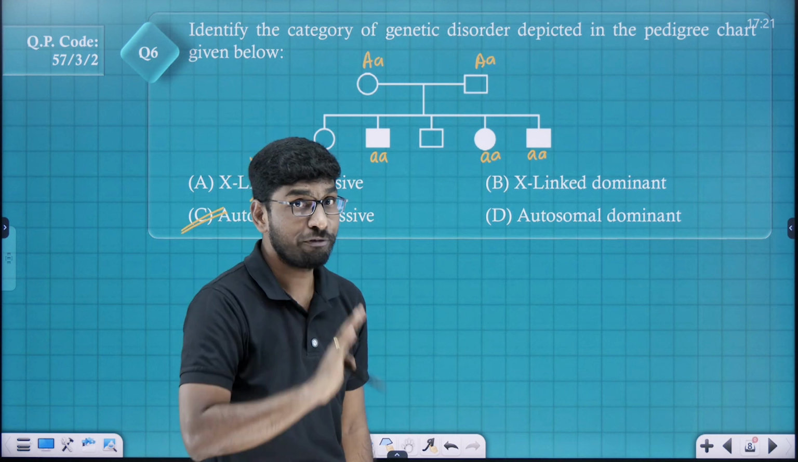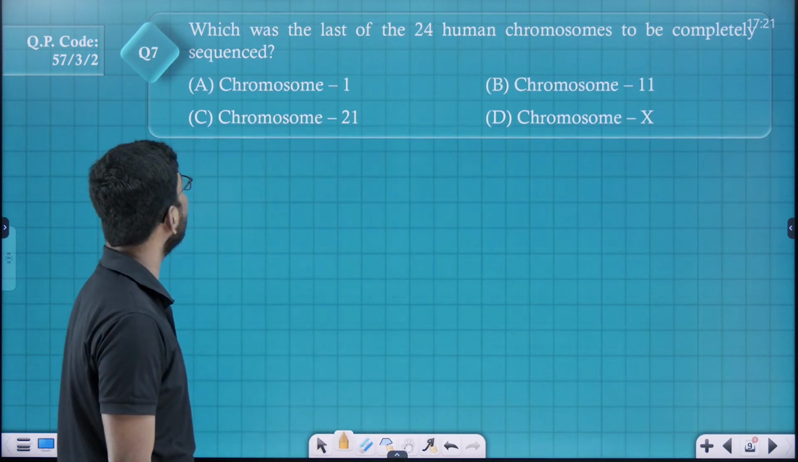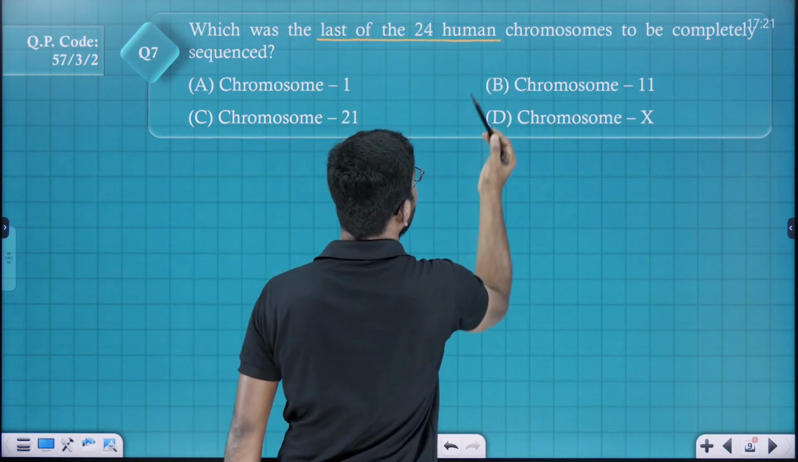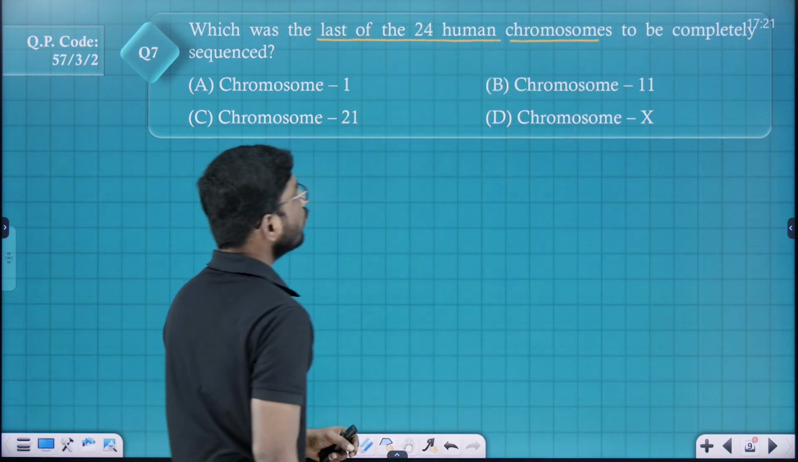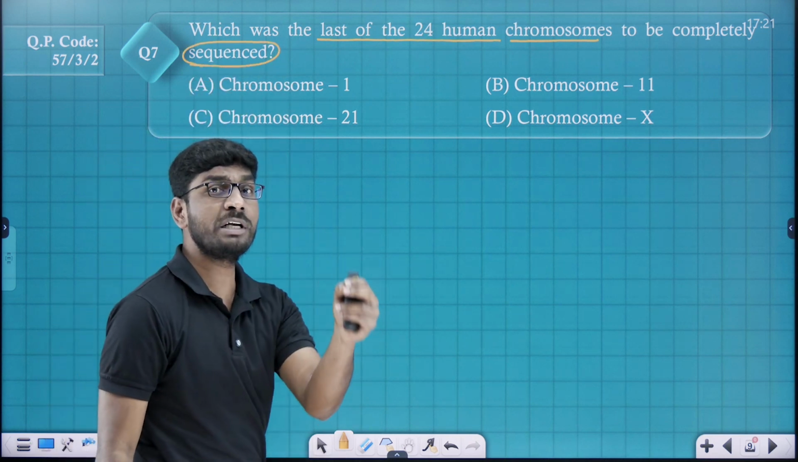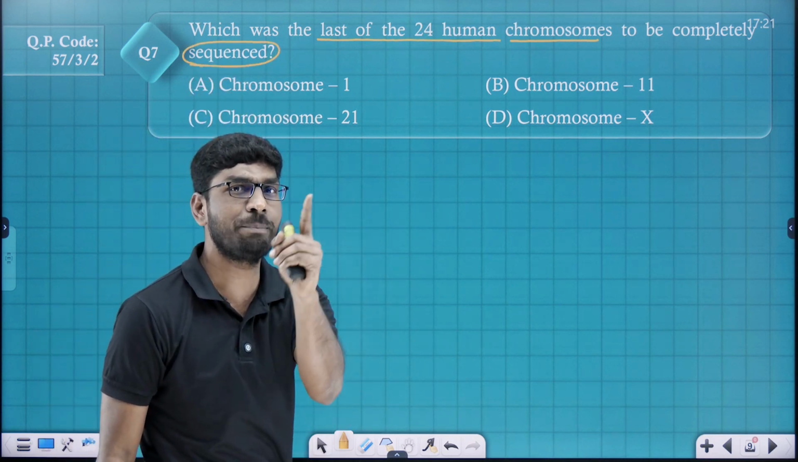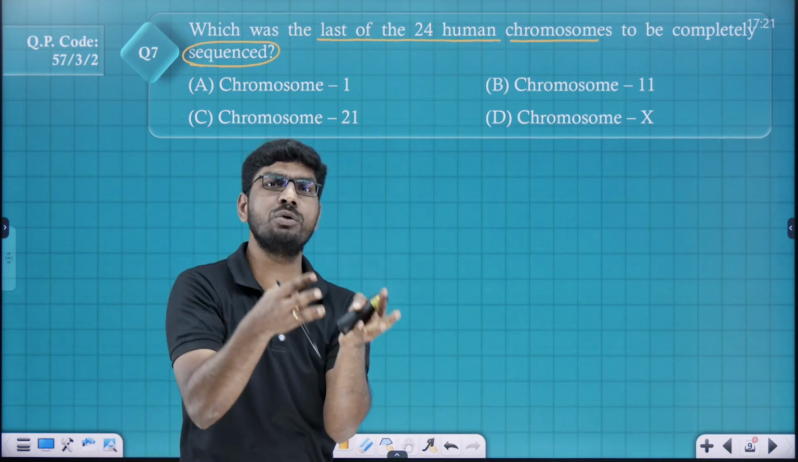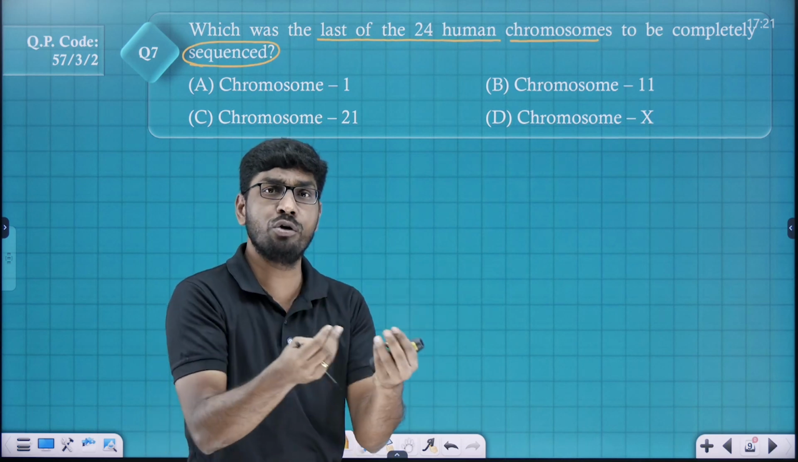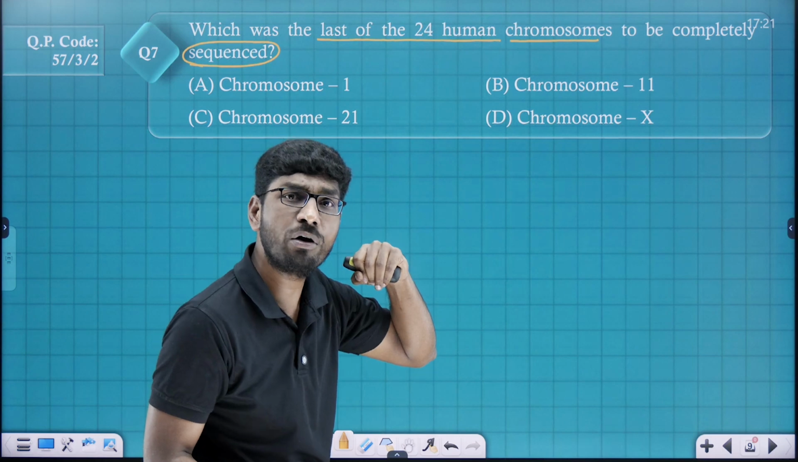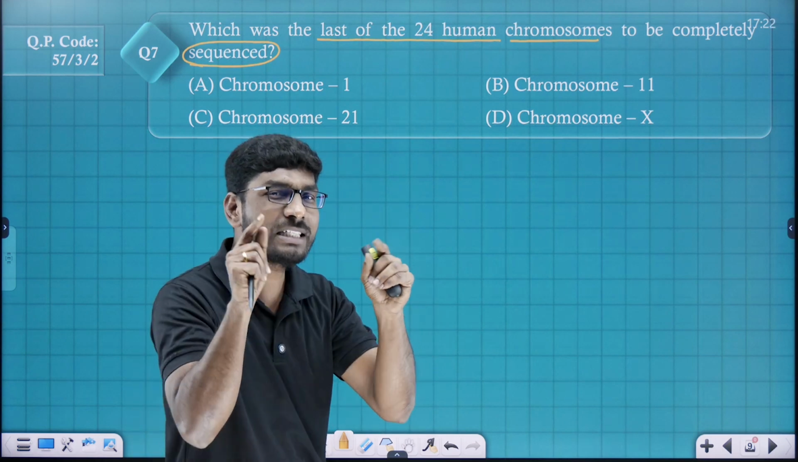I hope you all are following me. Next question, question number 7. Which was the last of the 24 human chromosomes to be completely sequenced? If you remember the Human Genome Project, HGP, genome means haploid number of chromosomes. So the human haploid number of chromosomes is 23 only, but in the question they mentioned 24. How come 24? Listen carefully.